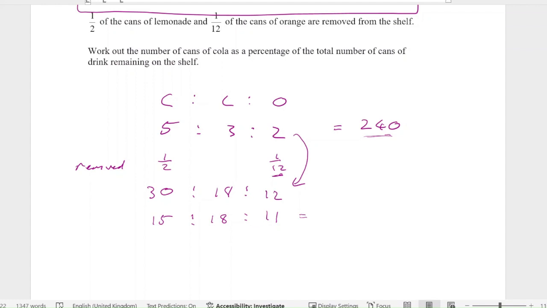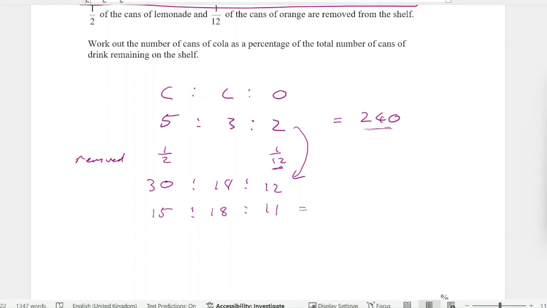I've made a mistake, haven't I? So Alfonso, you spotted the mistake. It's just in my reading. Where's my mistake? So my mistake here is I've halved the cola cans. I'm supposed to be halving the lemonade cans.